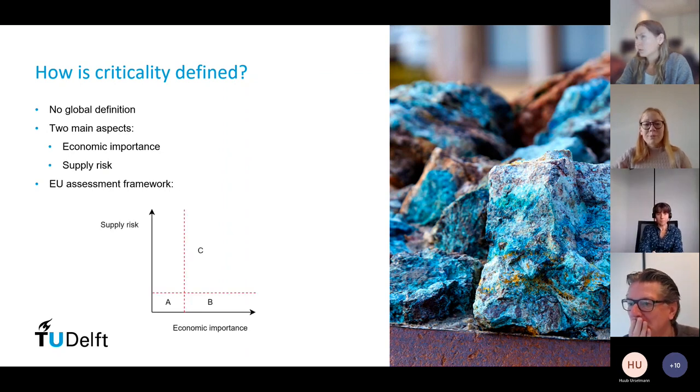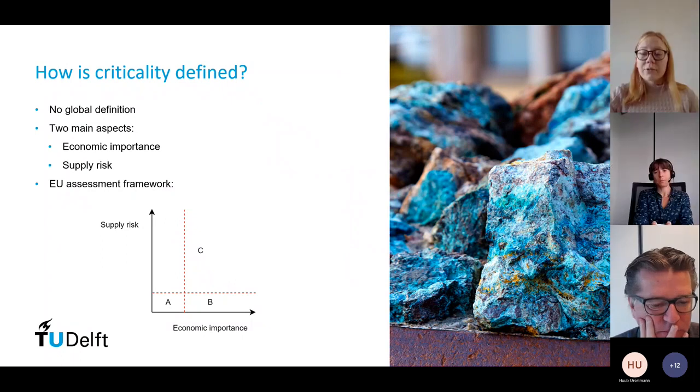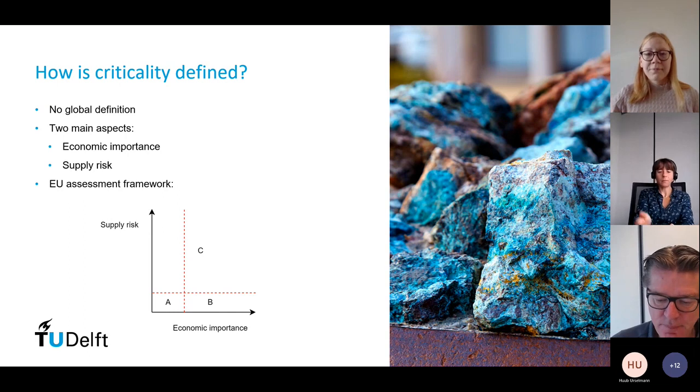And luckily, it's really simple. It has the two main aspects in a graph. You have the y-axis, the supply risk, and the x-axis, the economic importance. And here, this is a very simple form of the actual graph, but you can see the points A, B, and C, and you see the red dotted threshold lines. And the C point here is considered critical because it exceeds both of the thresholds. A and B are not yet at the critical point according to the European assessment framework.